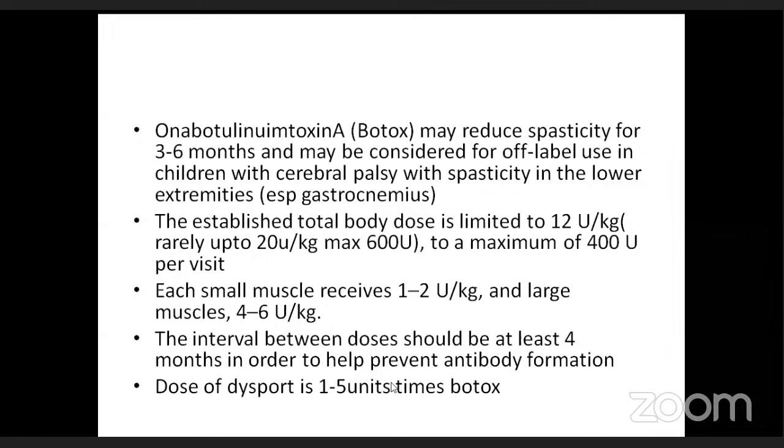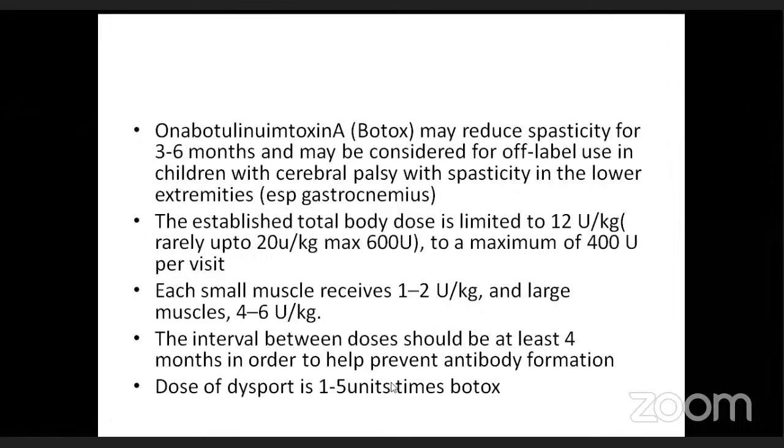The established total dose is limited to 12 units per kg. However, it can go up to 20 units per kg maximum, to the tune of 600 units, and not exceeding more than 400 units per visit. In this, each muscle receives 1 to 2 units per kg. Large muscles can go up to 4 to 6 units per kg. And the interval, I think all of us know, should be at least 4 months to prevent antibody formation.